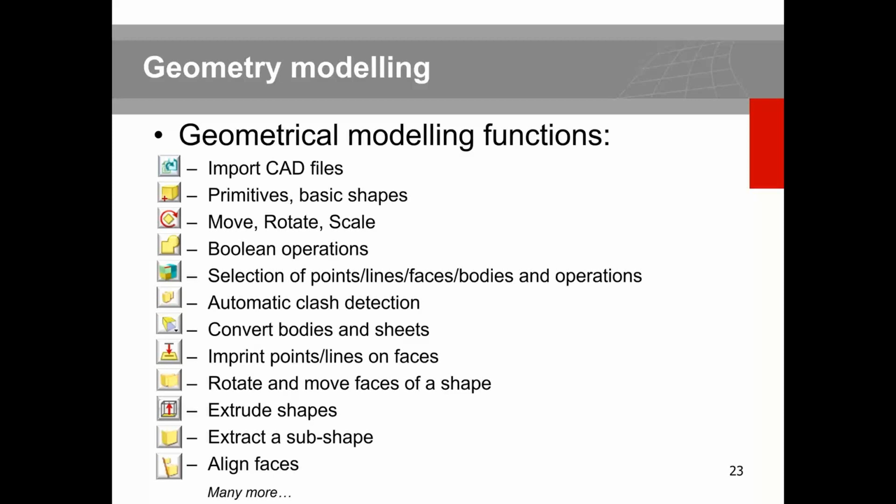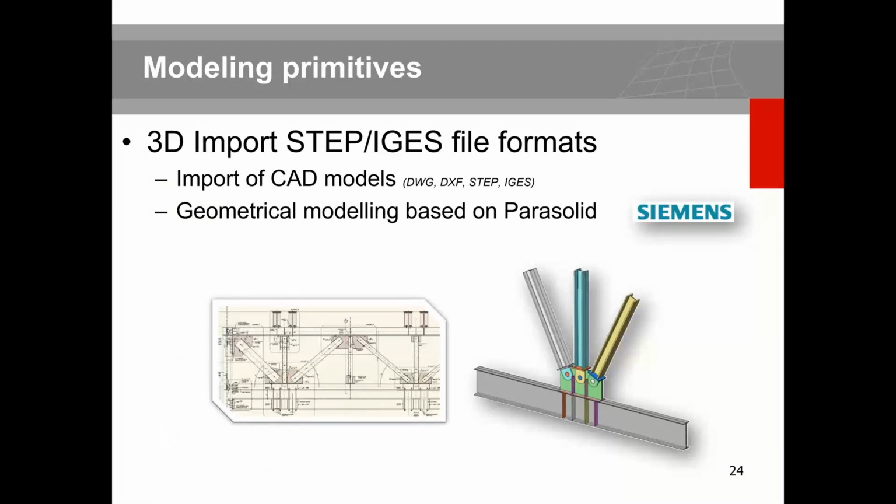Based on your selection, you can easily select the entity. We have automatic clash detection. We have convert body and sheet. We have imprint and rotate functions. You can extrude shapes, and you can also extract subshapes, and of course, many more. So all the geometry operations that you can imagine are basically there.